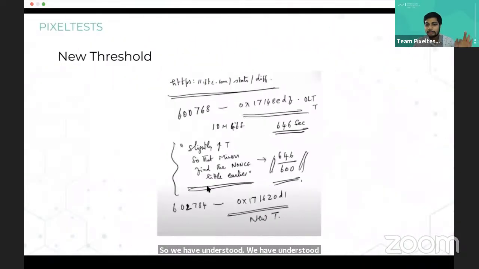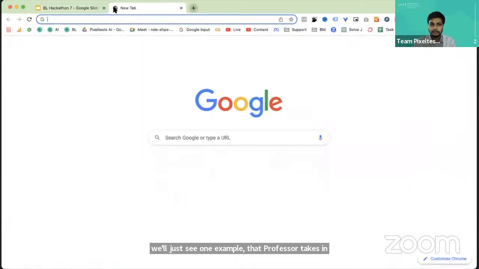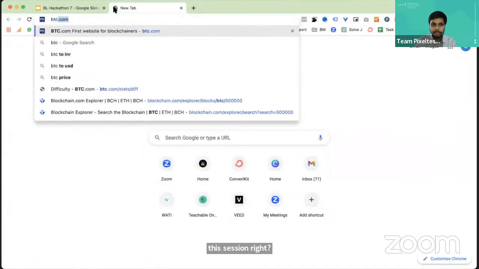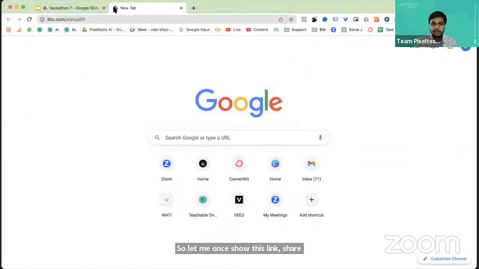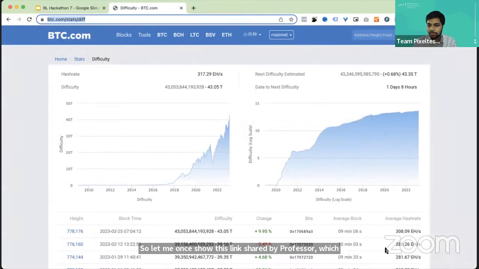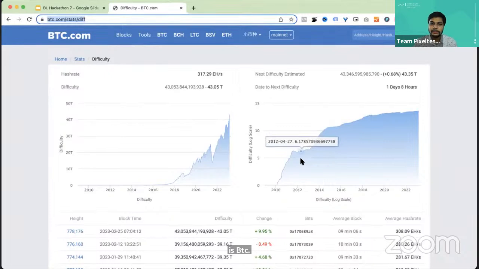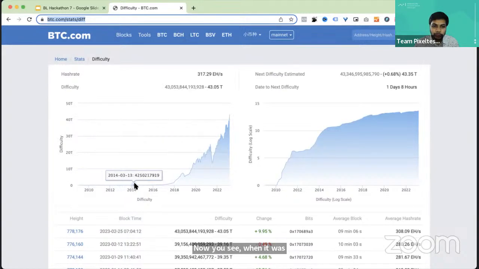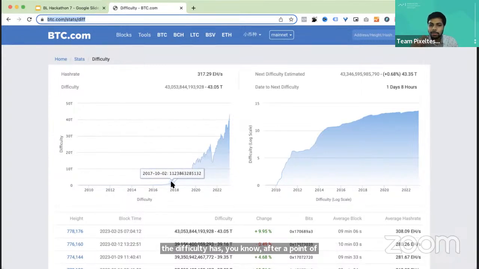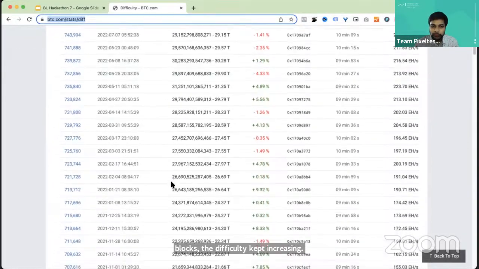Now we'll just see one example that the professor takes in the session. So let me show the link shared by the professor, which is btc.com stats/difficulty. I'm also sharing this on chat. Now you see when it was roughly 2010, 12, 14, after a point of time when there are more and more nodes, after every 2016 blocks, the difficulty kept increasing, right? So that is what is being shared here.